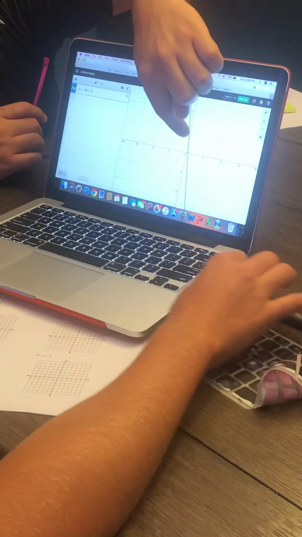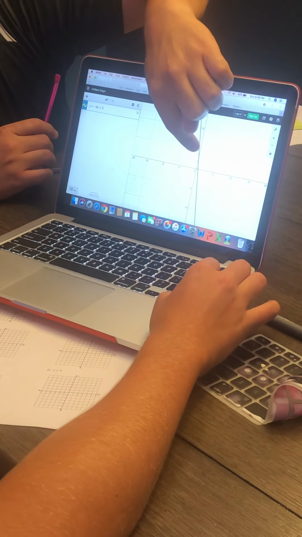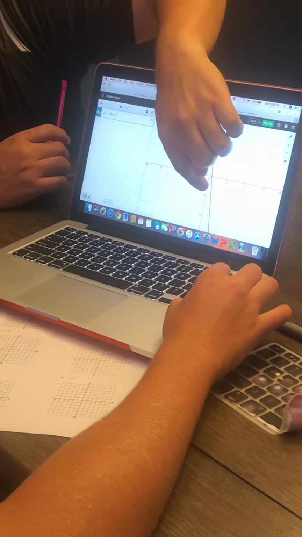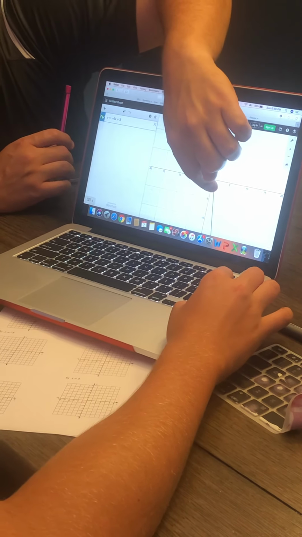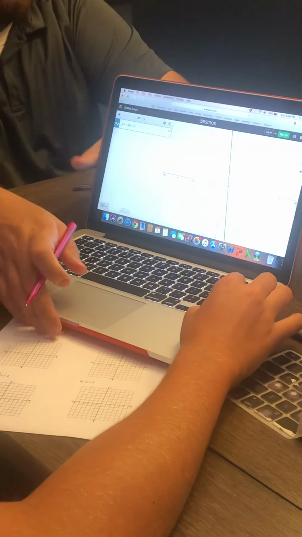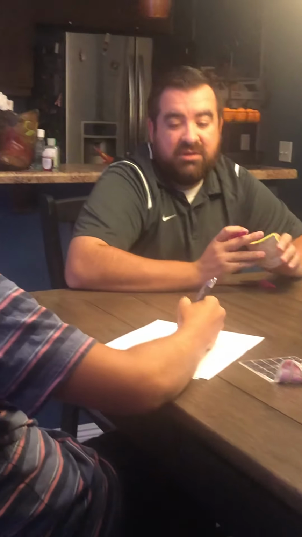Perfect. So we see a positive, intersecting there at the 3, down 6, and then 1 over, the perfect point there. Now the last thing that we're going to do to wrap up is I'm going to give you this post-it. This is going to be your exit ticket. I want you to write down something you learned today.